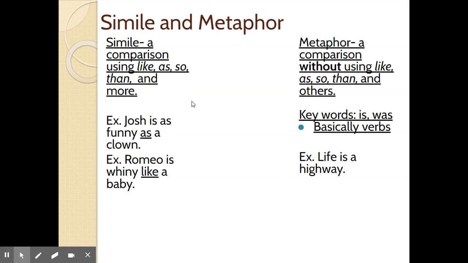But notice there's no like or as. So the easy way to remember is simile has like or as. Metaphor does not. They're both comparisons. Easy enough. So, for example, Max's answer was music to my ears. Now, unless Max is singing to me, which would be really odd and cringy, it means that the answer was right. And again, it's a comparison. He's comparing the answer to music, and there is no like or as. So keep that in mind.